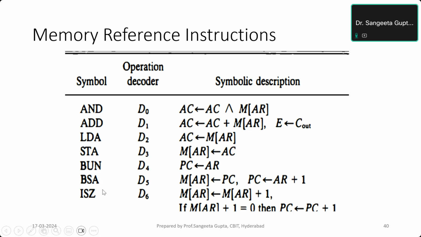The last instruction of memory reference is ISZ, increment and skip if 0. So here, if the contents of memory word is resulting in 0 after incrementation, then we are skipping the current instruction and proceeding with the next instruction. So there is a possibility of the memory content being 0 only if we are working with signed integers or negative numbers.